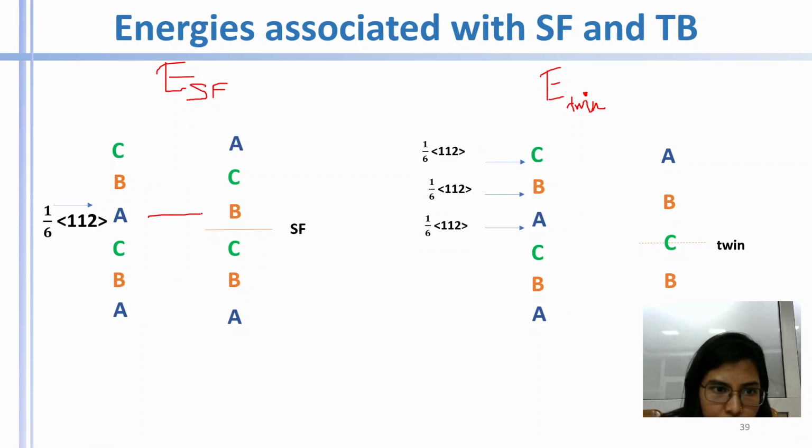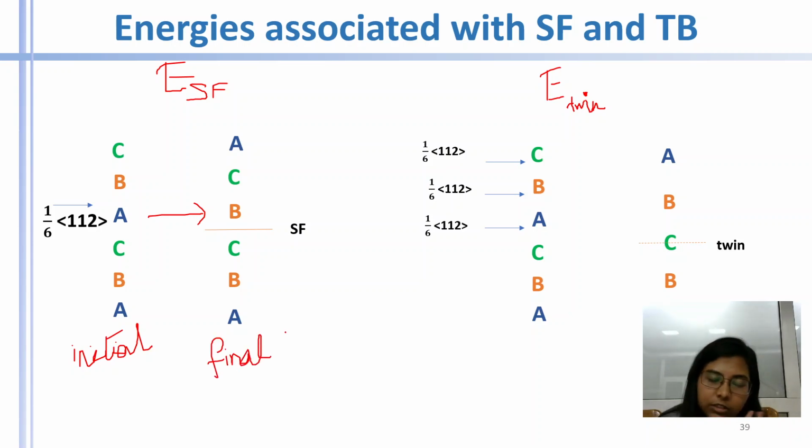So here this is initial, and this is final. Why? Because the stacking fault is stable. This one layer stacking fault, when it has moved, is stable, so this is the final. Now in case of here, this is the initial, this is the final.